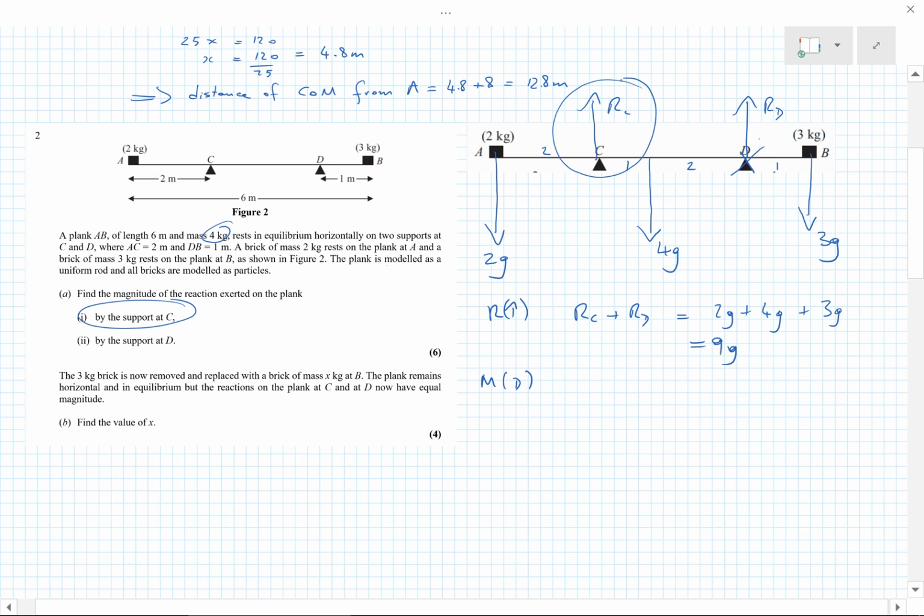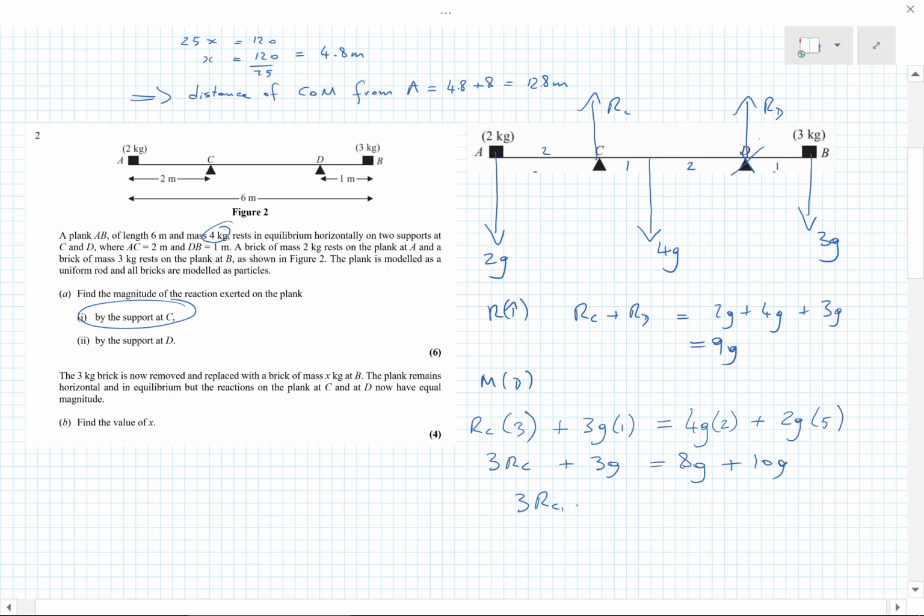So we're going to take the clockwise moment of that force, which is RC, and it's 3 meters from D, plus the clockwise moment from that force, that's 3G times 1. And that equals the two anti-clockwise moments. That one there, which is 2 meters away, so that's 4G times 2, plus this one here, that's actually 5 meters away, so that's 2G times 5. So that becomes 3RC plus 3G equals 8G plus 10G. So 3RC is equal to 15G.